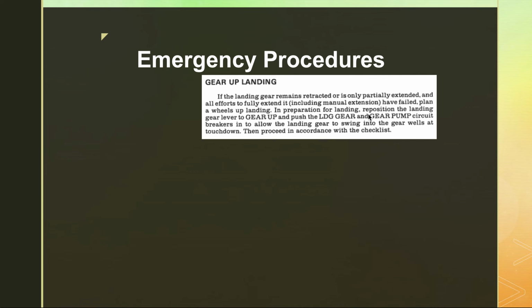This is on a Cessna piston single. They're talking about let the landing gear swing into the gear wells at touchdown. So if the gear's partially extended, if it's not all the way down and locked, that's oftentimes going to be worse for you. You don't want one or two wheels extended and one of them not. It'd be better to land with all three down or all three up a lot of times. In this case, they want you actually putting the gear handle up and pushing the gear and gear pump circuit breakers in. That way it'll help pull the gear back into the wheel well when you land. It'll be less damage that way.